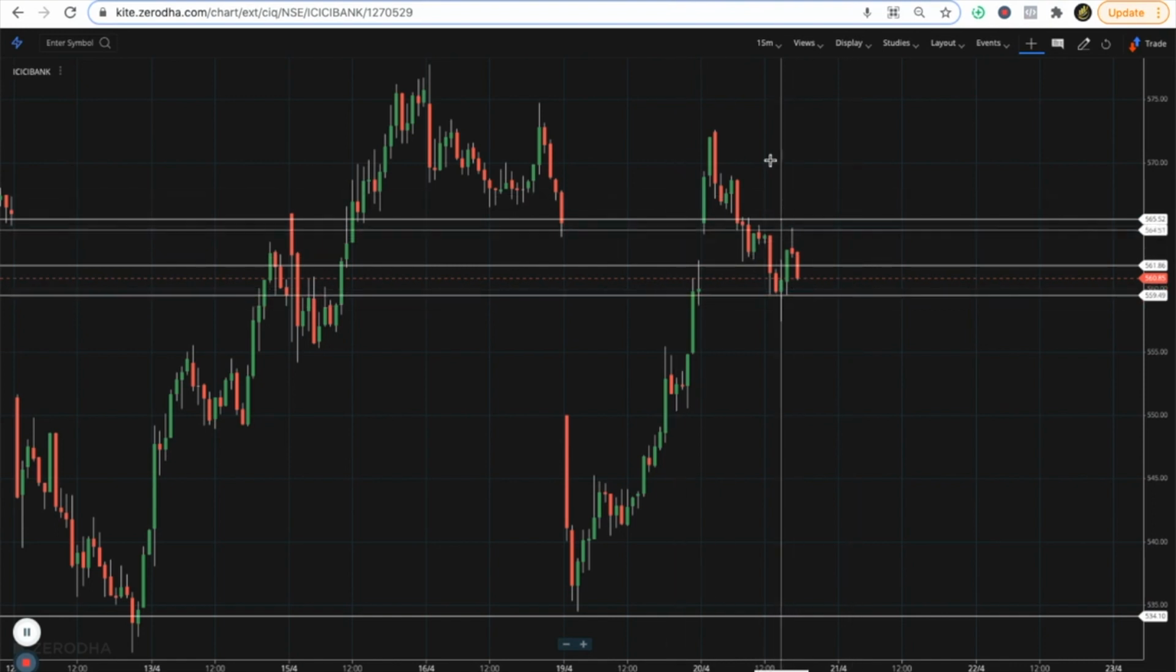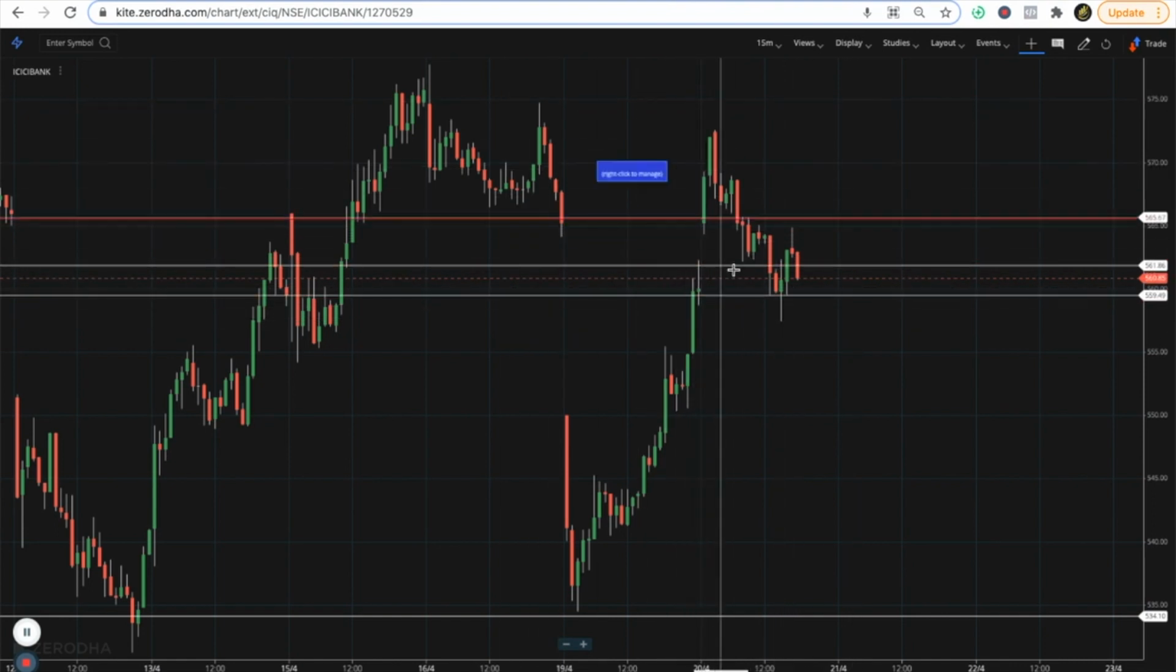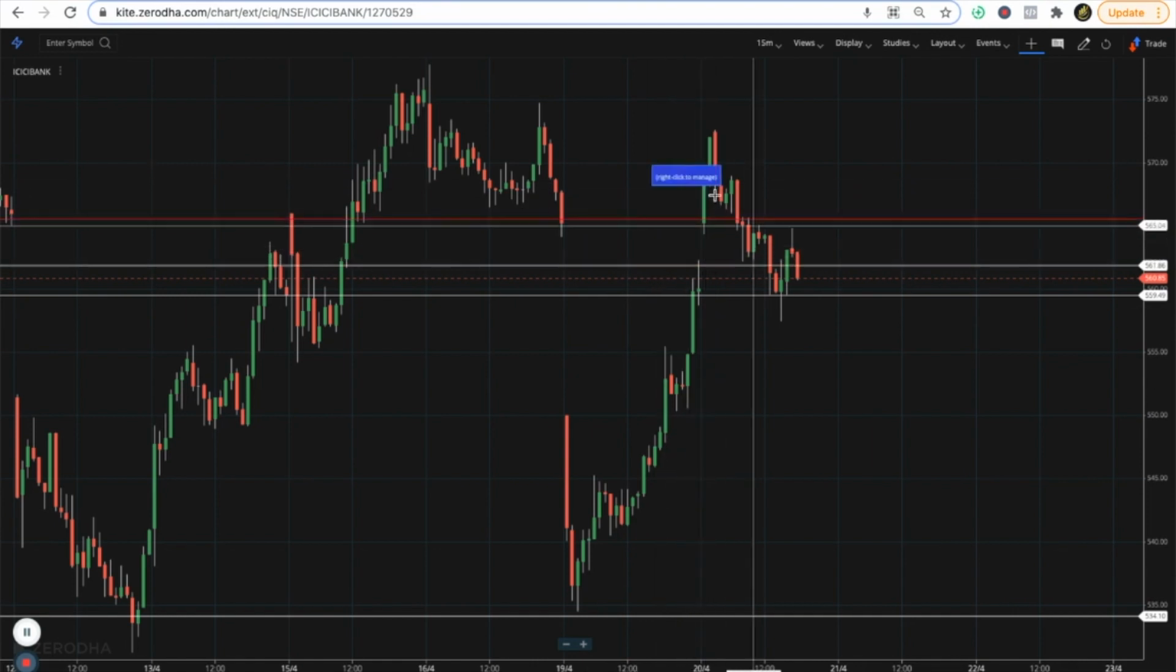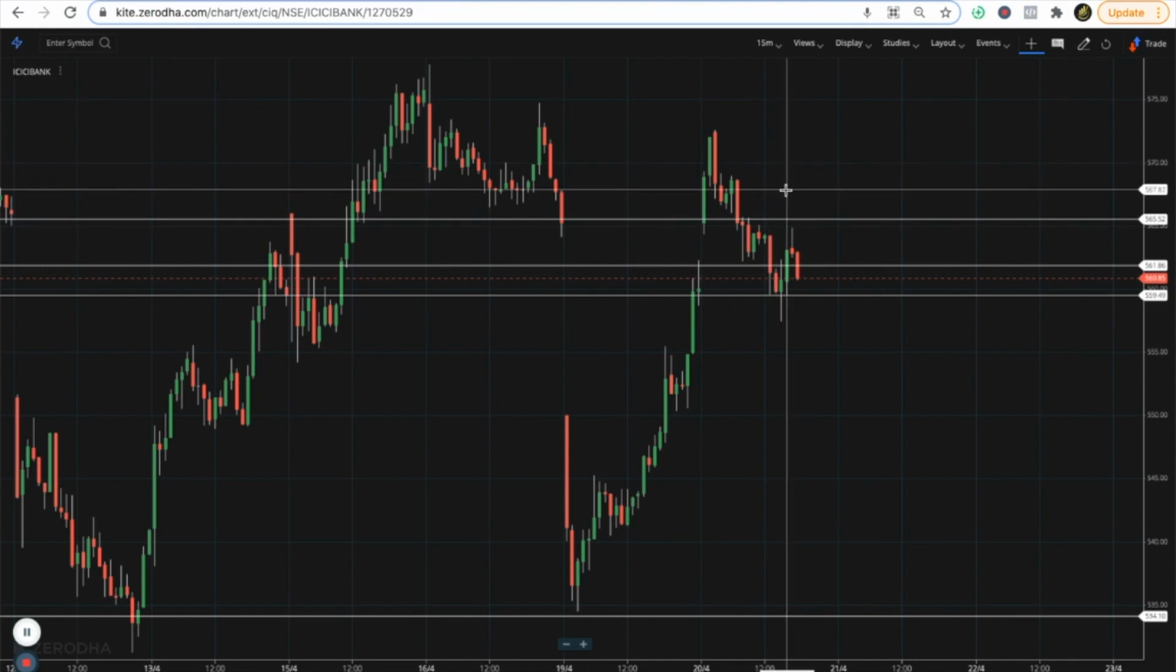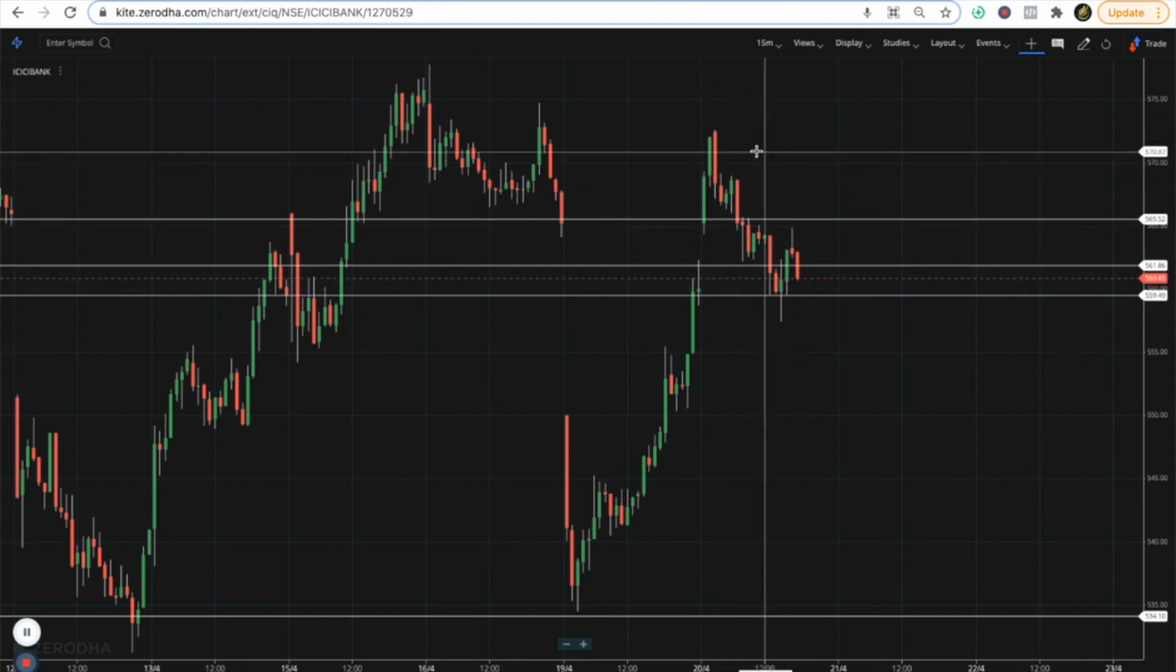So this is how we did a top-down analysis to figure out for ourselves what the broader term trend is, and then we decided on entering a position based upon the broader term trend.